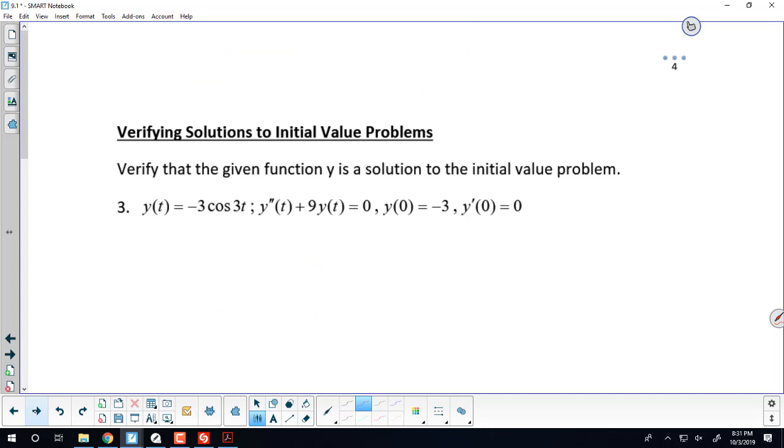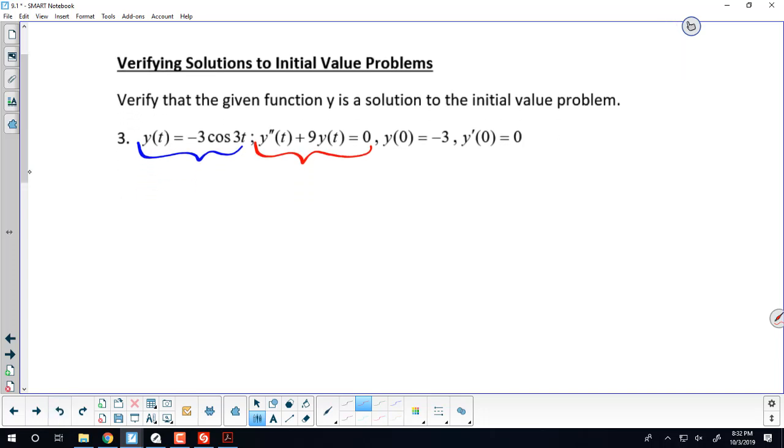Okay, we're also going to verify solutions to initial value problems. So very similar to what we just did, you've got a function given that differential equation and two initial conditions for y and y prime. So we want to verify that y is actually the solution to y double prime plus 9y equals 0. But we also want to make sure that those initial conditions are accurate as well.